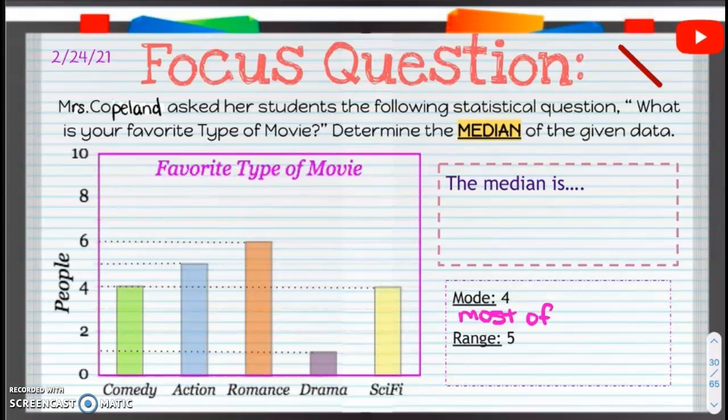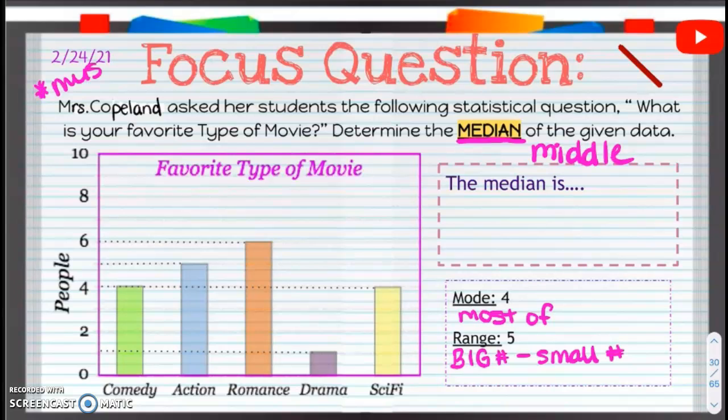Yesterday, we found the range. The range was the biggest number minus the smallest number. Now we're going to find the median. Median means middle. And you must put them in order. Must put in order. All right, so let's remind ourselves.